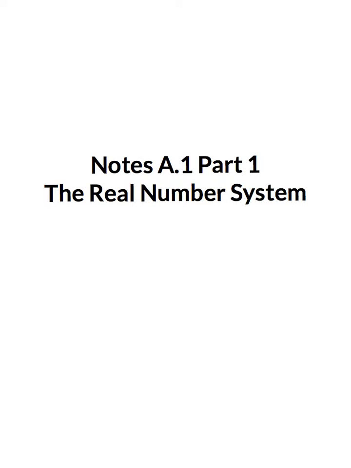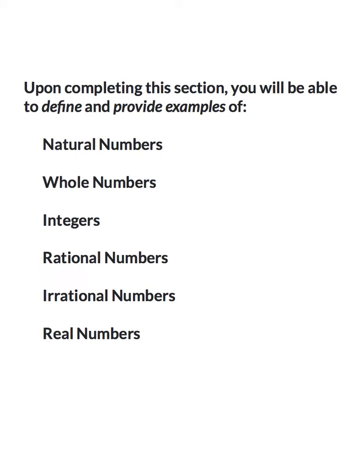So let's go ahead and begin with a review of numbers and different number systems. Upon completion of this section, you will be able to define and provide examples of the following number systems: the natural numbers, the whole numbers, integers, rational numbers, irrational numbers, and real numbers.